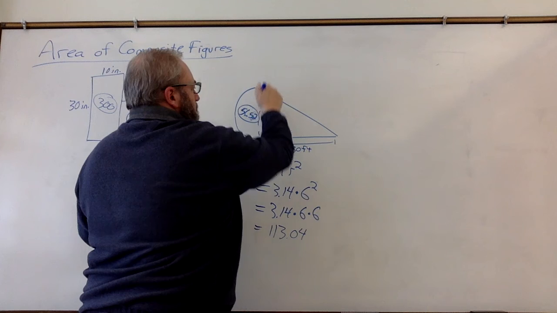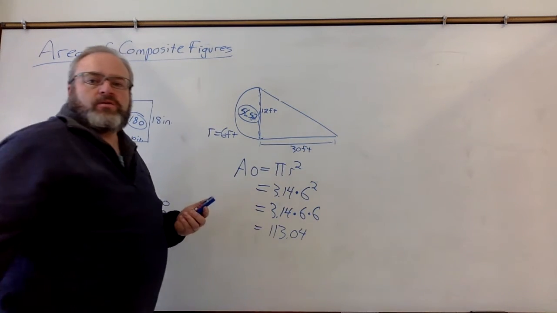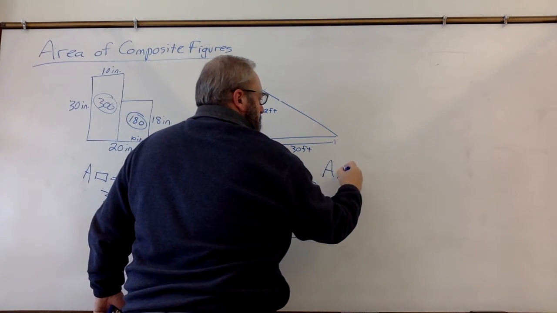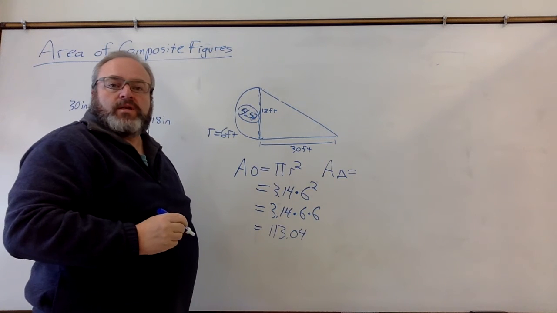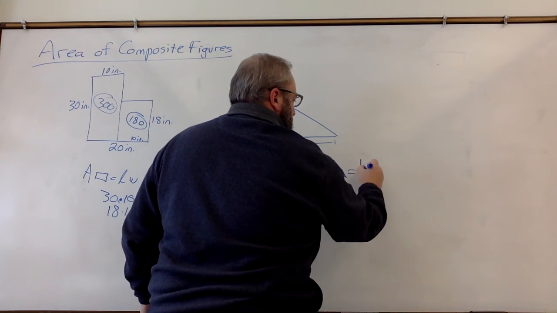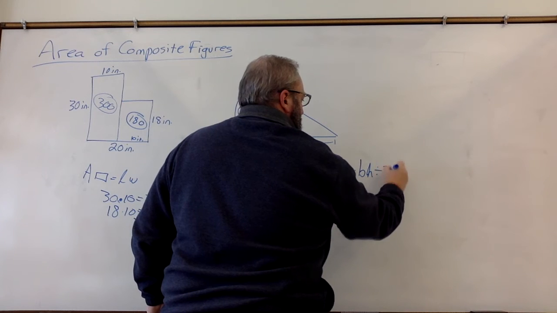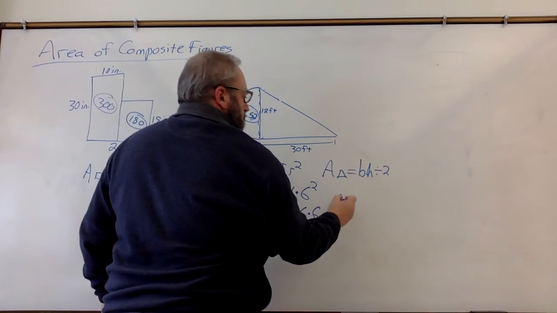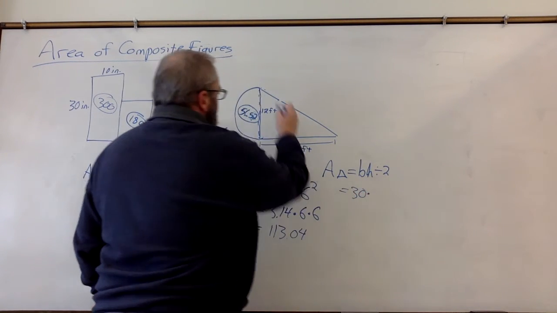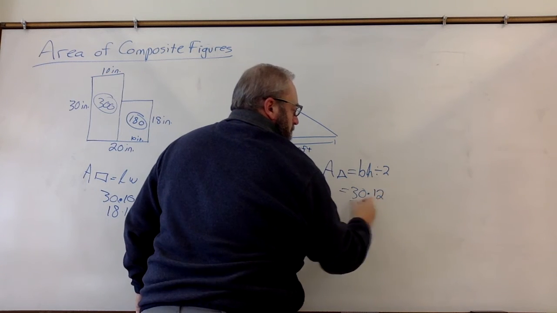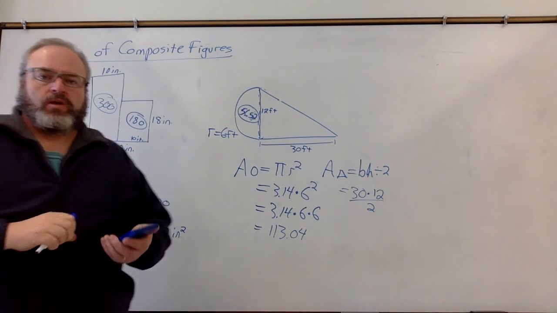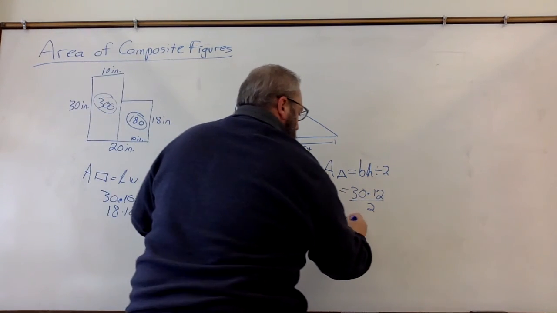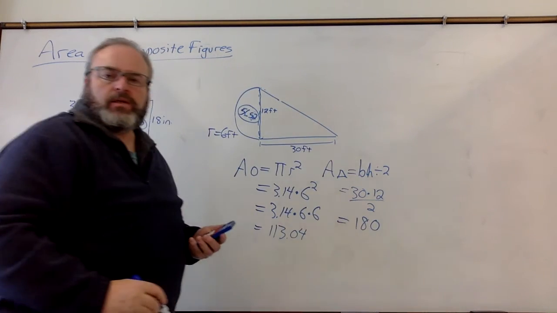Okay, now this section here is a triangle. And to find the area of a triangle, base times height divided by 2, or 1/2 base times height. So, base is 30, the height is 12, then we're going to divide that by 2. So, 30 times 12 divided by 2, the area of the triangle is 180.